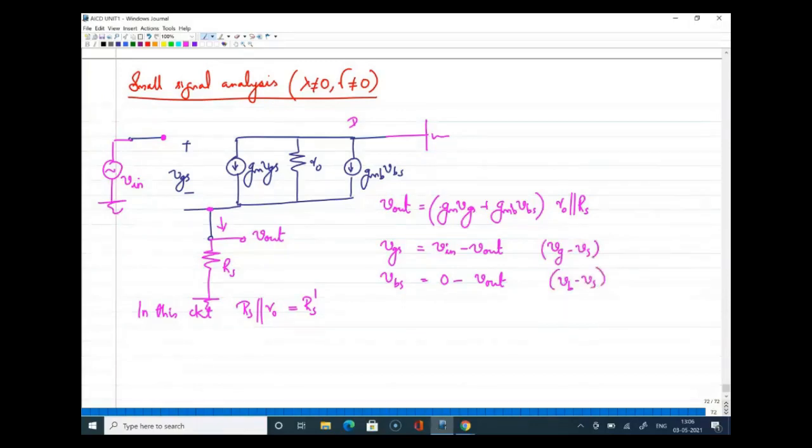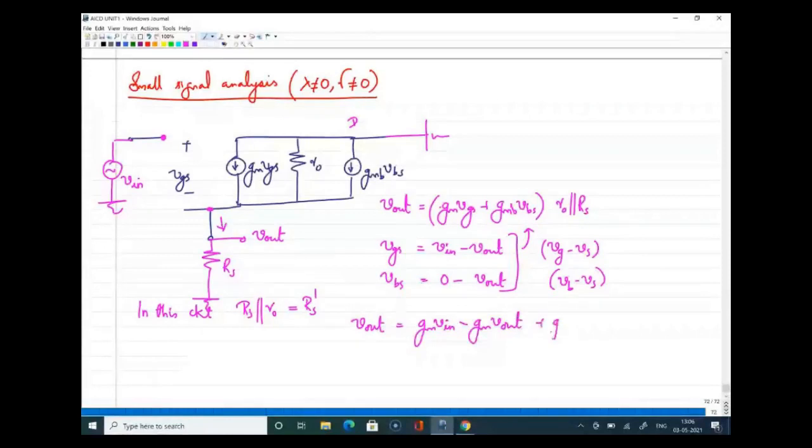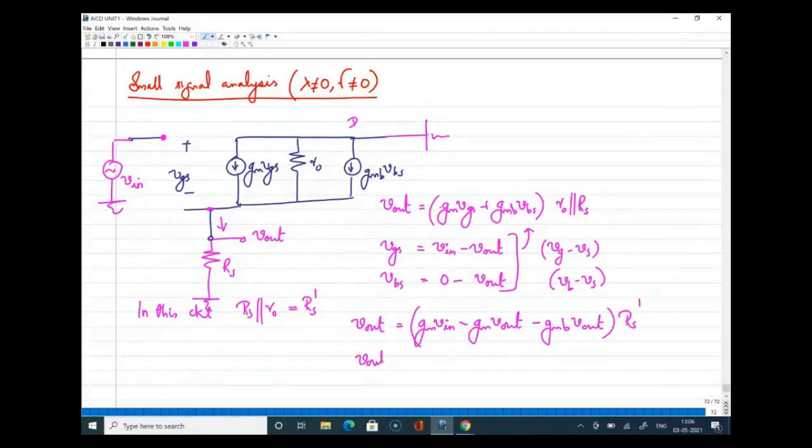Now what we'll do, we'll keep these two and substitute here, so that we can write the expression for V out as GM V in minus GM V out minus GMB V out, the whole thing multiplied by RS dash. Or if you rearrange this, you will get V out by V in as GM into RS dash divided by 1 plus GM plus GMB into RS dash, right?